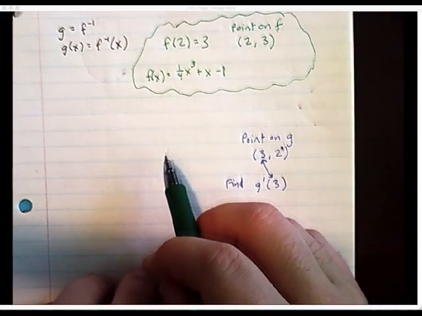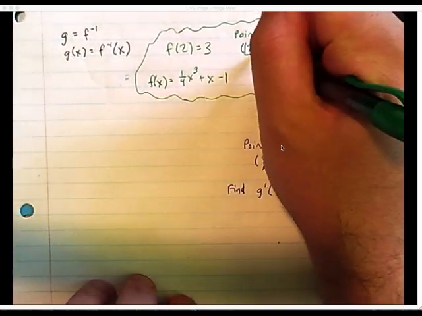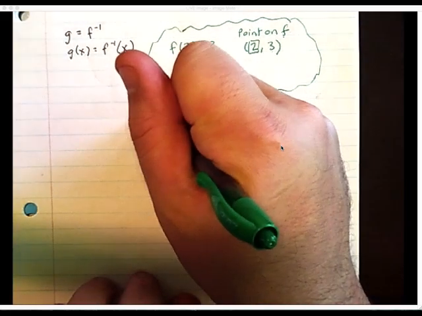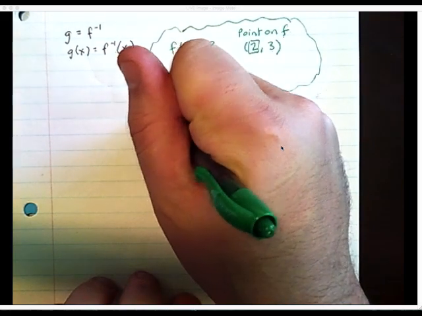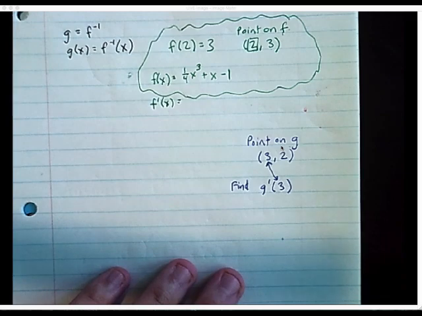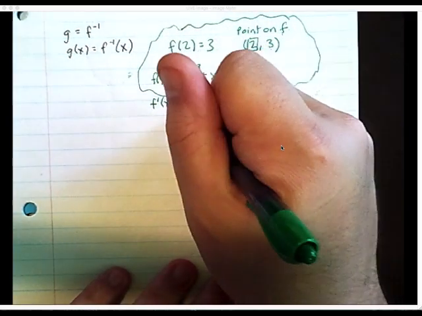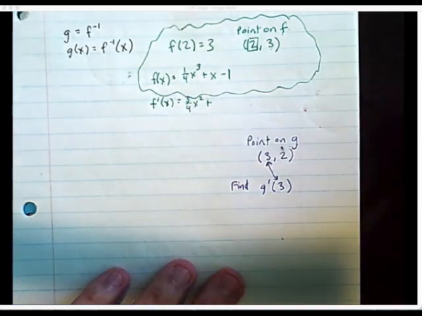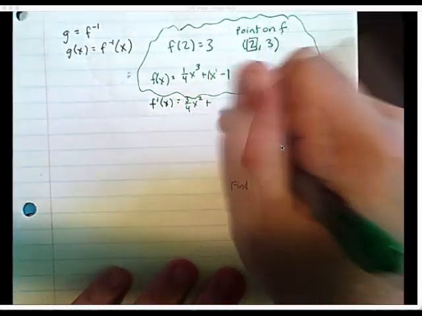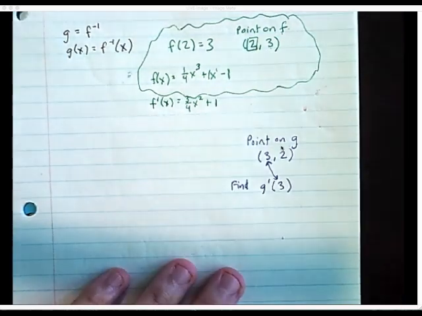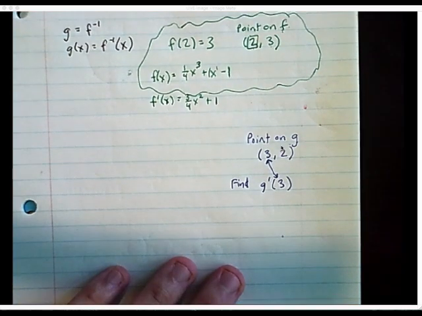Well, here's how I'm going to do it. Here's the x value on f. Let's figure out what f prime of 2 is first. Okay. Before I can figure out f prime of 2, I need to find f prime of x. Okay. So using my power rule here, this would be 3/4 x squared plus, remember this is a 1x to the first, so the derivative there is just 1. The derivative of a constant is 0.